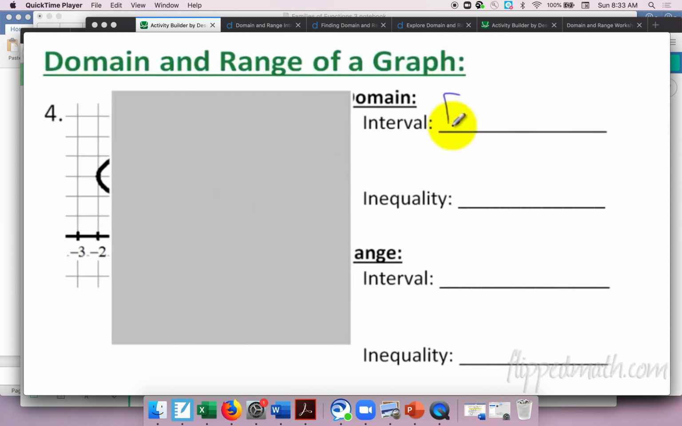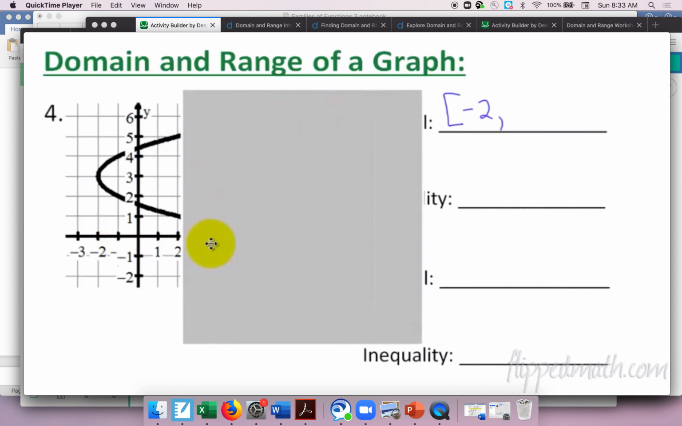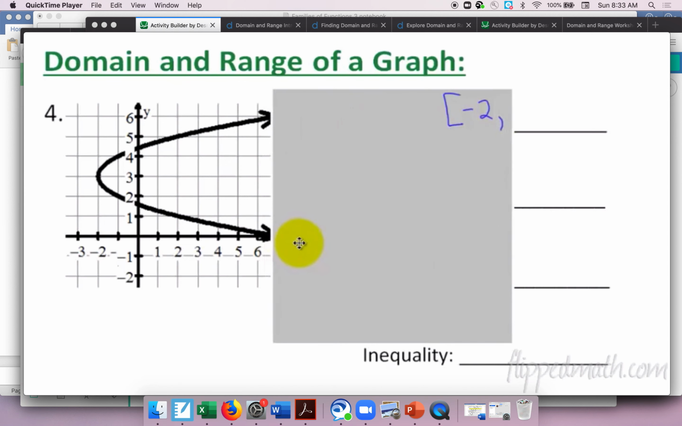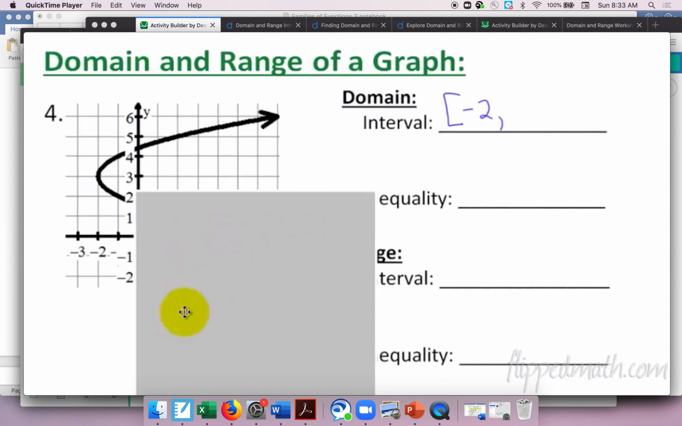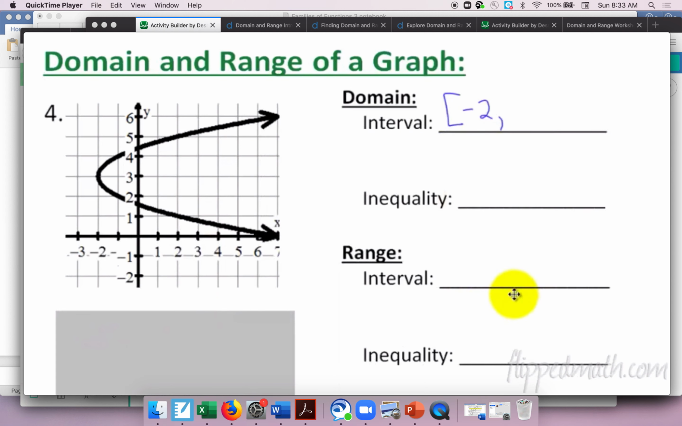So we're going to say bracket -2, comma, and how far does it go? It keeps going to the right. We're only looking at x values, and the x values keep going forever and ever off to the right. So it's just like example number 3, and this one goes to infinity. There we go. All right, how about the inequality?